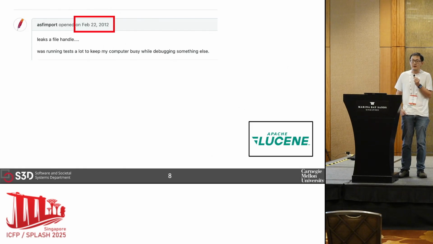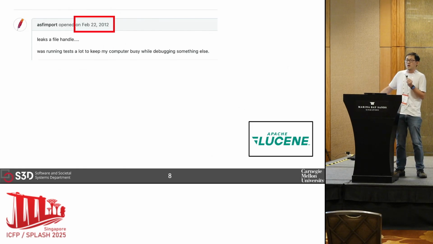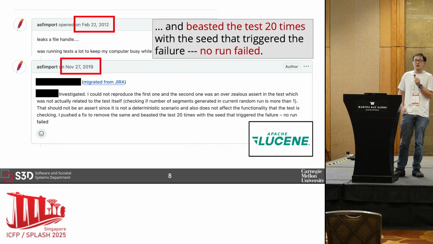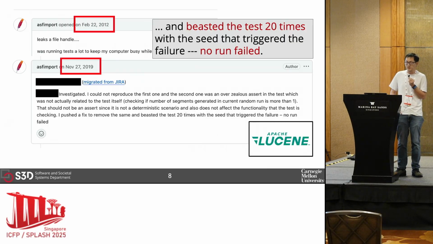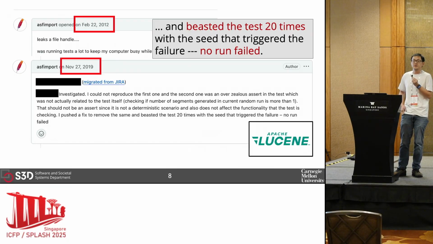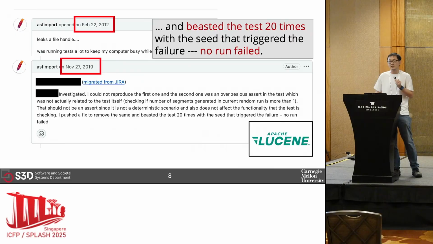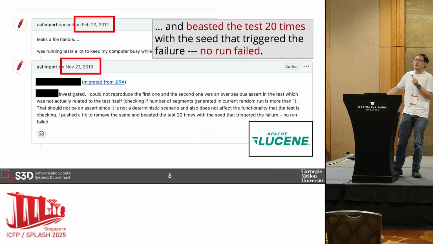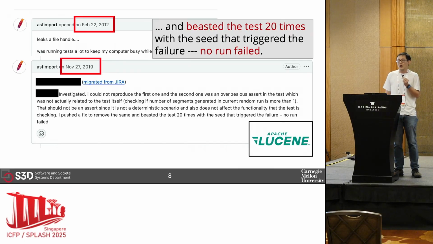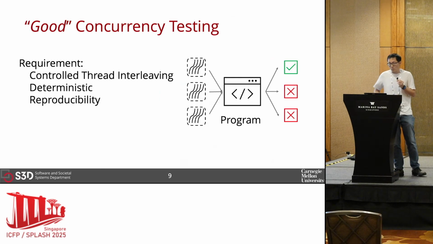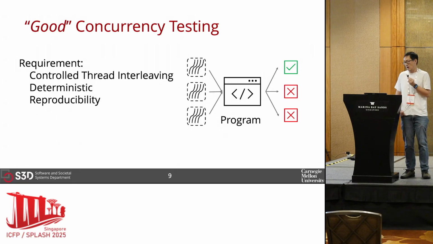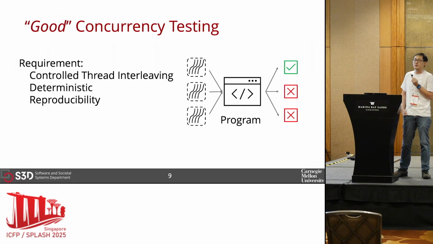This is a GitHub issue I got from Lucene, where they saw a concurrency bug in 2012, and in 2019 they saw the same bug again. This time, they said they believed they had found the root cause, and the way they tested was just to run the test 20 times, and they observed no failure in their test runs. They believed the test was fixed, until in 2021 the same failure was observed again.